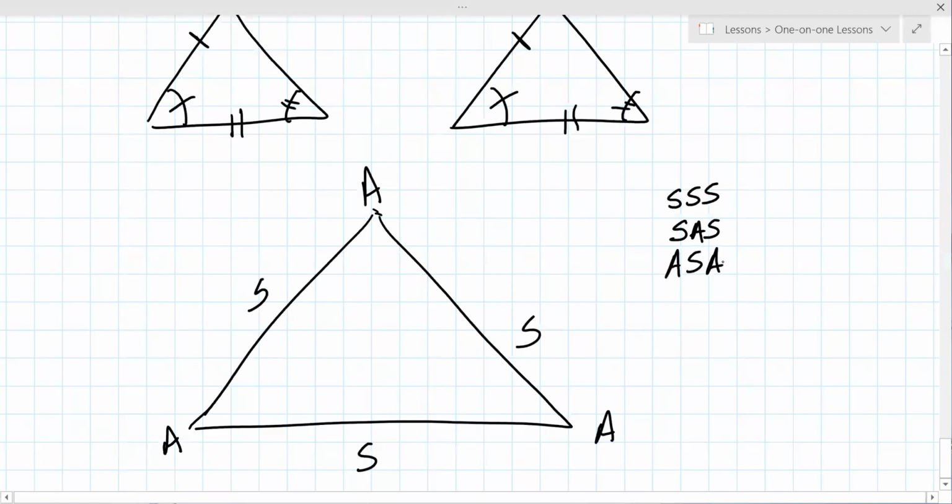Then angle, side, angle, same thing. You have to start at an angle, move to a side, get to the angle. The side has to be between there. So this angle goes with this side, goes with this angle. This angle goes with this side, goes with this angle. And then the last one, angle, angle, side: you have to move from this angle to this angle to this side. The side is not between them in this last case.